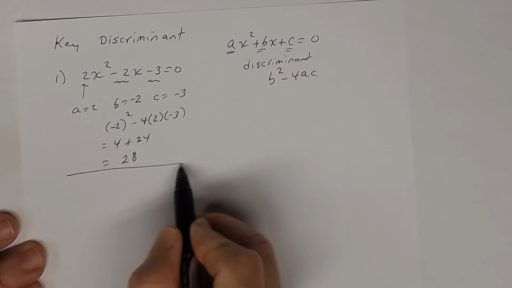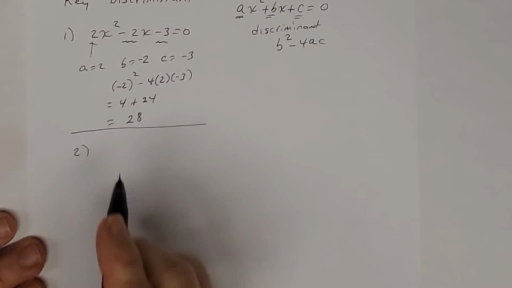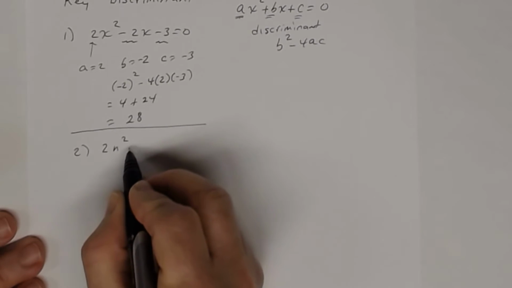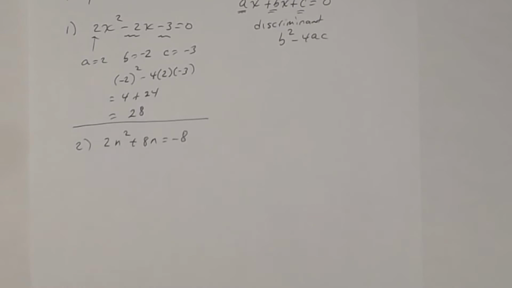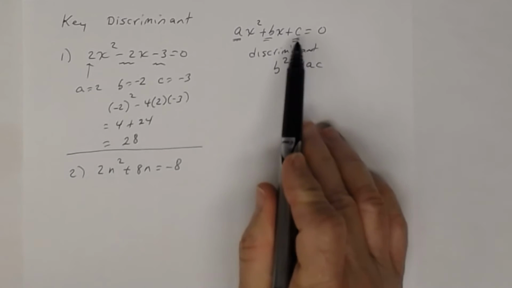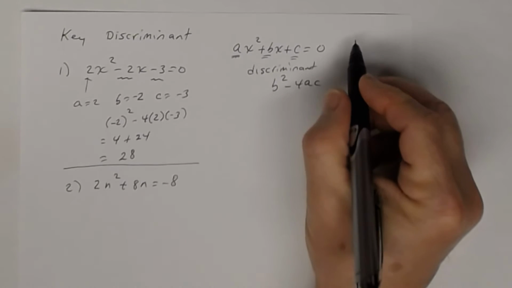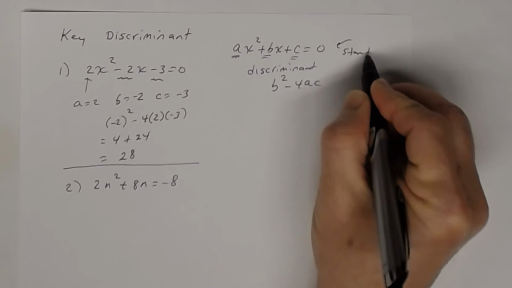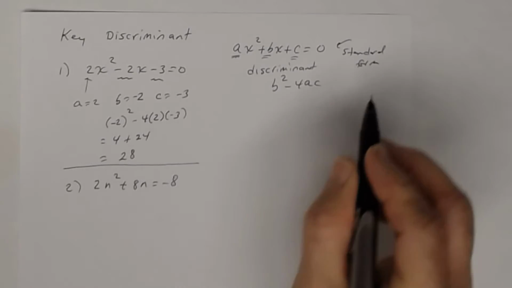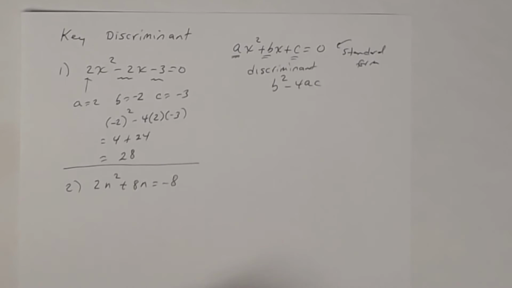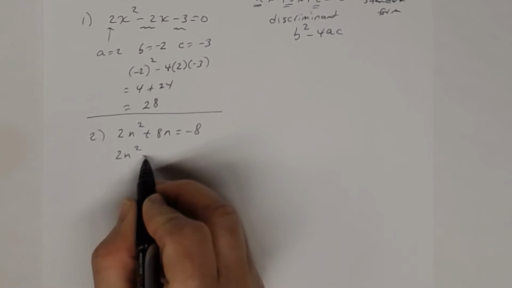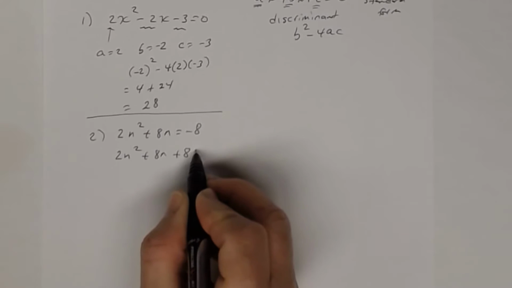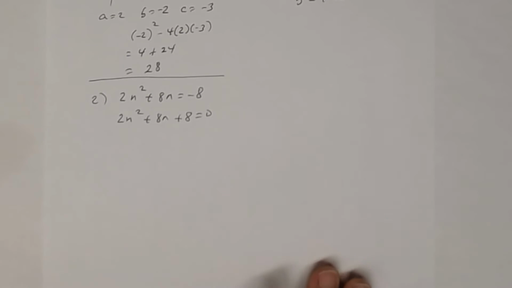All right, so then we're going to look at number 2. So number 2, we have 2n squared plus 8n equals a negative 8. So first of all, notice that this quadratic equation is not in standard form. Remember, this is our standard form. And so I need to transform this into that standard form. So I'm going to go ahead and add 8 to both sides. So I get 2n squared plus 8n plus 8 equals 0. And so now it is in standard form.